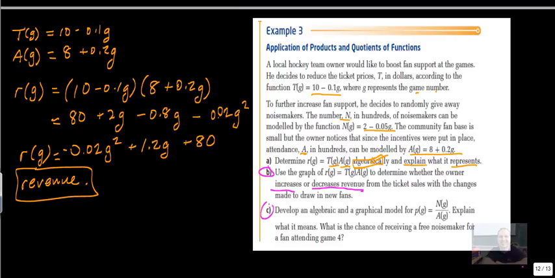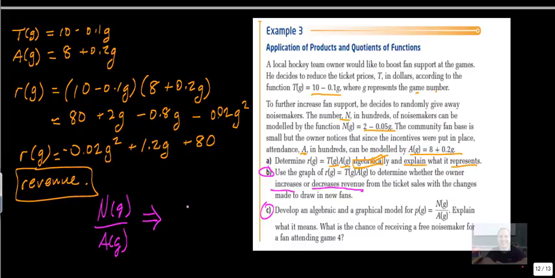So finally, question C talks about this division, and so N is what? The number of noisemakers, and A is attendance. So N over A, what does that kind of represent? What does that mean? It's number of noisemakers per the attendance. So it's basically the number of noisemakers per person, I guess, right?